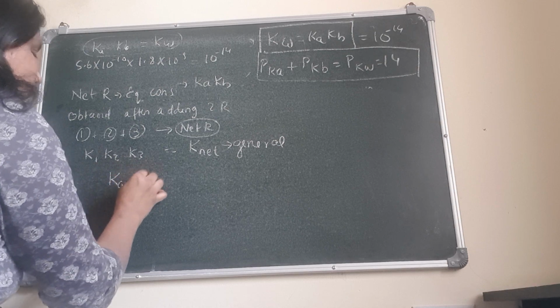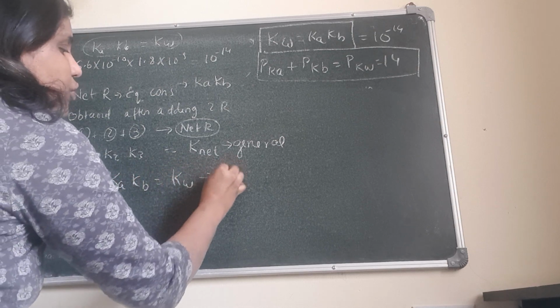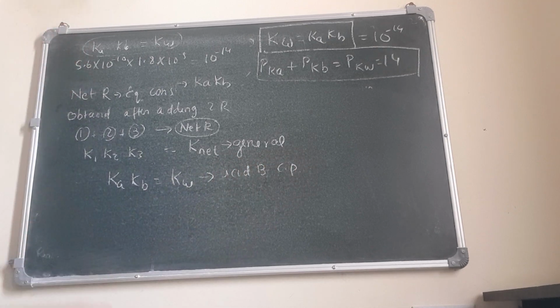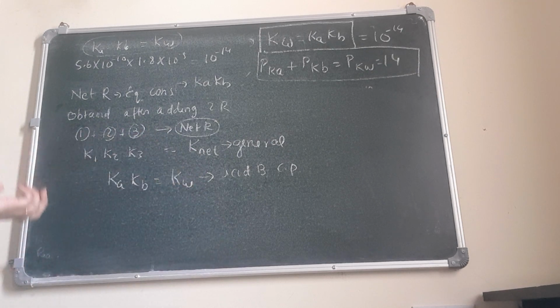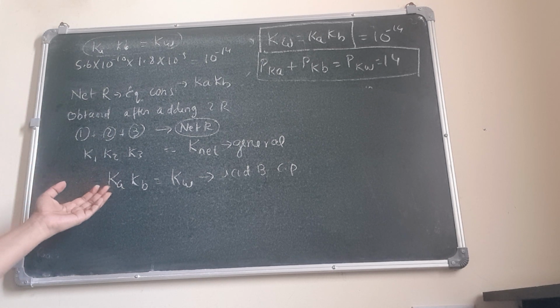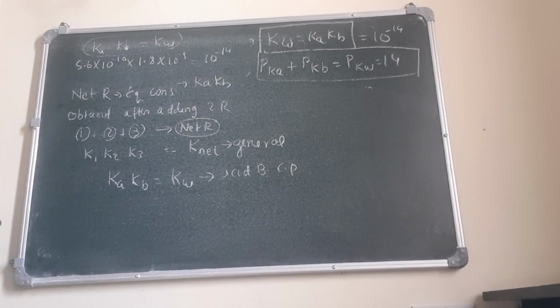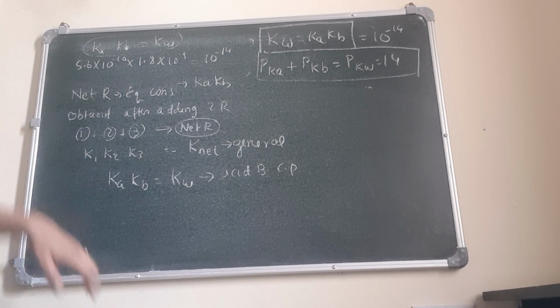When can I write Ka into Kb is equal to Kw? This relation is specific for an acid-base conjugate pair. So if I have an acid and a base which is the conjugate pair of that acid, only then. I cannot just write it for any acid and any base. Like I cannot write it for HCl and some random base. So I should have an acid-base conjugate pair. And how do you identify? I told you the difference should be one proton.